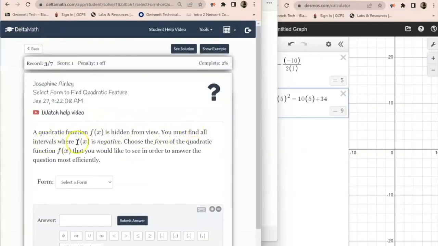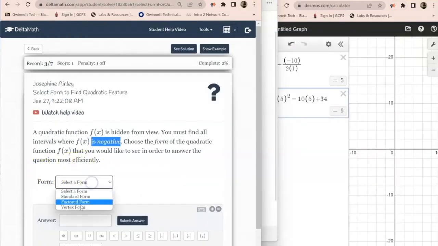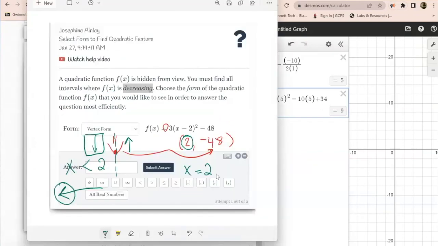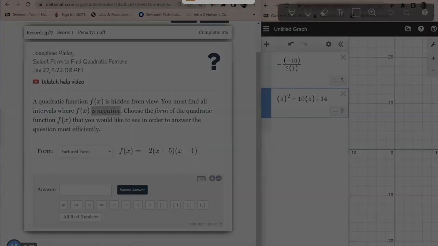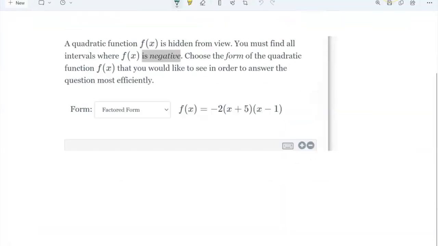All right, I must find all the intervals where it is negative. So positive and negative. Again, from my notes, positive and negative, the only one that's not blacked out is factored form. So this is coming from factored form. Let's go ahead and find factored form. So here's my equation. From here, I already know that I can pull x-intercepts very quickly, right? So my x-intercepts are negative 5 and positive 1.